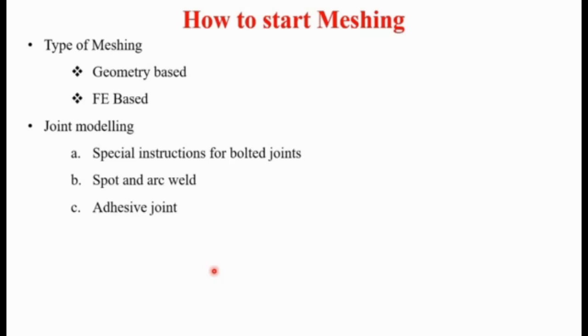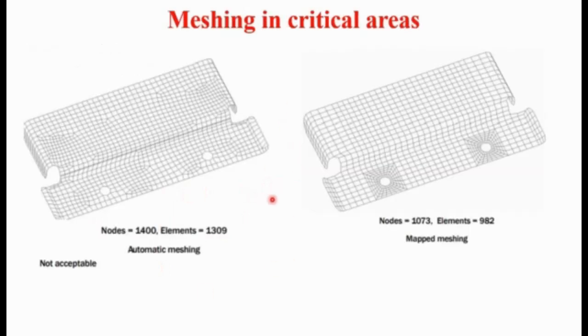Then in spot and arc welding, some instructions are provided. Then at the adhesive joint, whenever there are adhesive joints in real-life problems or complex engineering problems, we have to follow some guidelines related to meshing. Then meshing in critical areas. In critical problems, there are some meshing rules that we have to follow.